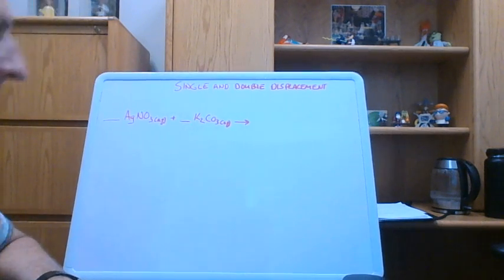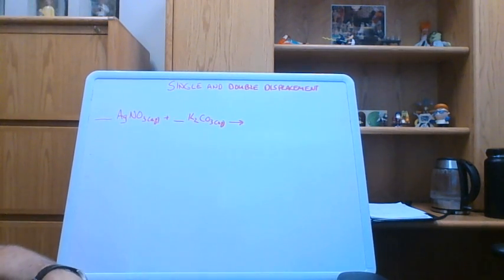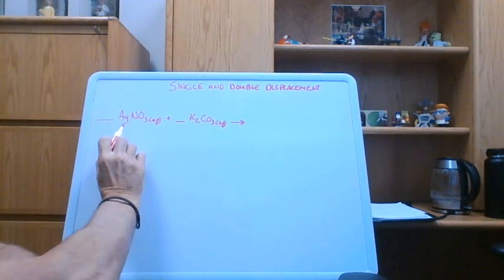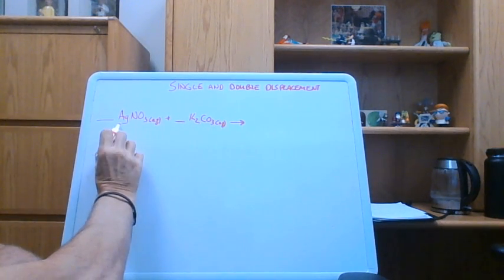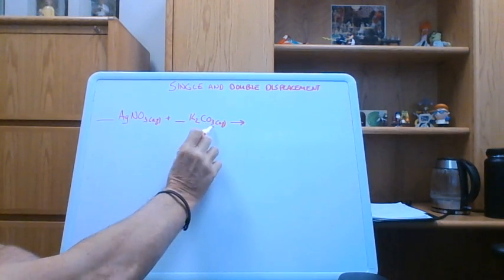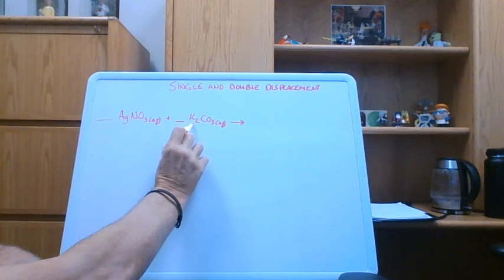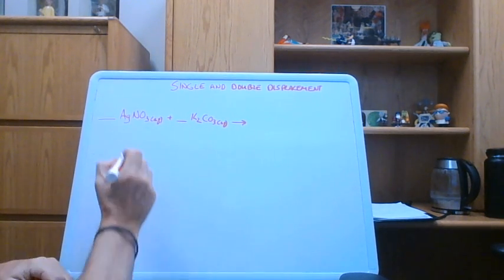Here's another double displacement reaction that we can try to predict the products. So here we have silver nitrate with potassium carbonate. Now the silver cation is going to want to be with the carbonate anion. This potassium cation is going to want to be with the nitrate.